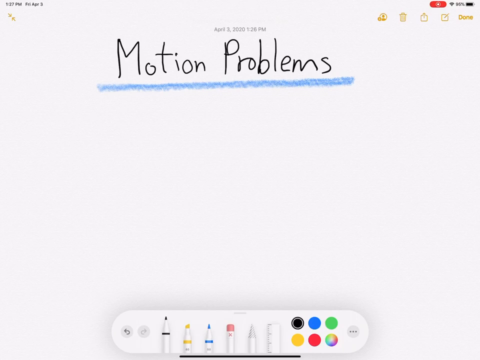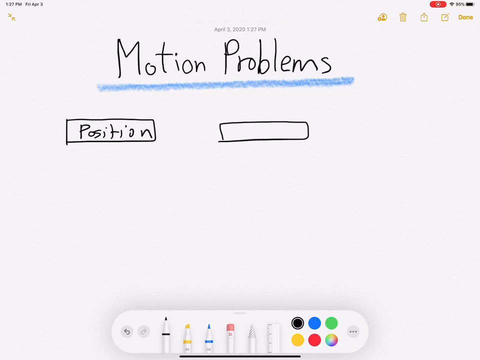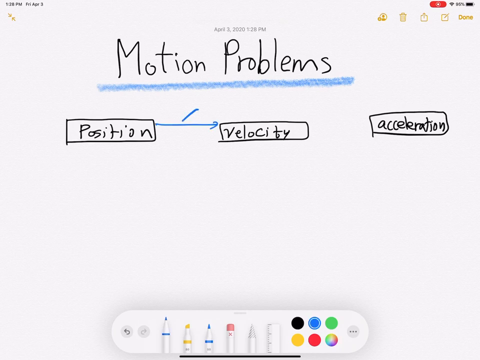Suppose there is a position function, and then this is a velocity function, and this is an acceleration function. You already learned this last semester. The derivative of the position function is the velocity function, and the derivative of the velocity function is the acceleration function.